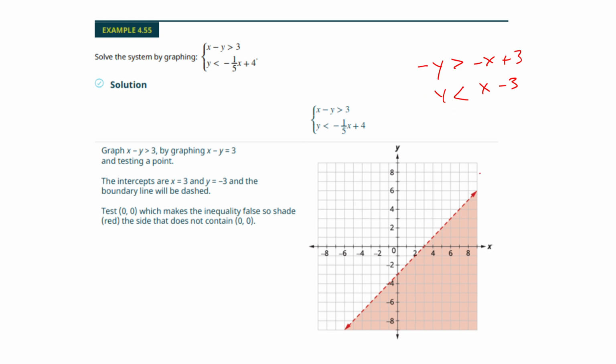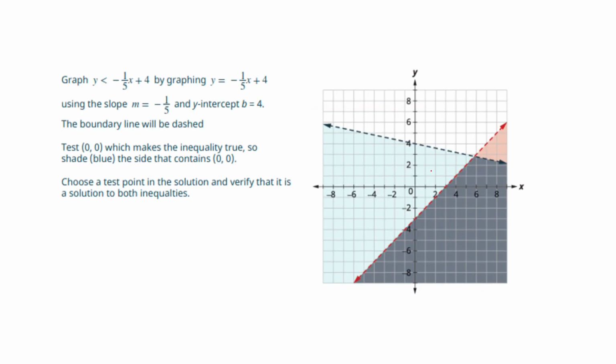Now I graphed that line. It doesn't have an equal, so it's a dash. Colored it in. Now we do the bottom line. Graph it so its y-intercept is 4. Everything else is the same. We wanted the y's, so it was dashed because it didn't have an equal. We want the y's less than that. Well, where are the y's less than that? They're down here. So we shade that in. Well, where did our two regions overlap? Well, in here.